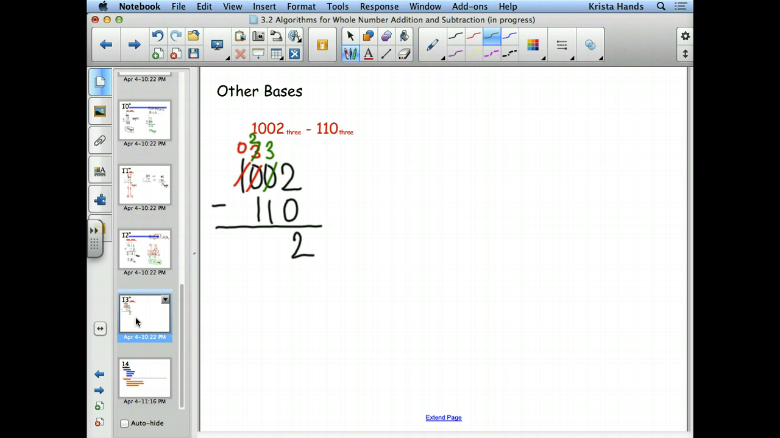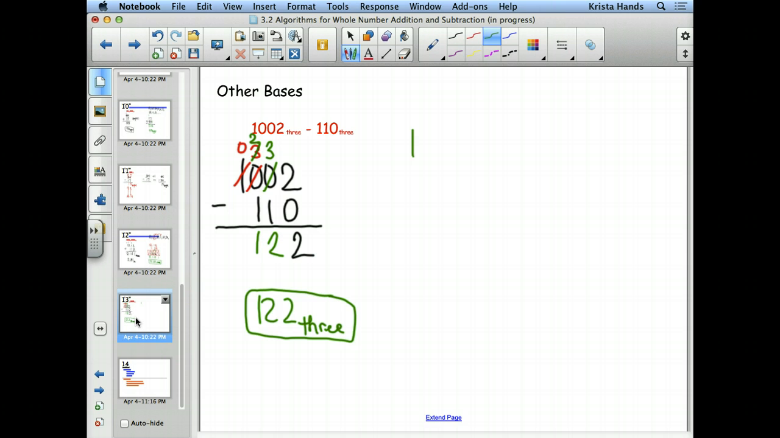Okay, so 3 minus 1, 2. 2 minus 1, 1, and then of course I have 0 over here because there's nothing left. This is 1, 2, 2, base 3. So it's only in the borrowing that the base system comes into play. After that, I'm able to subtract just like you're able to subtract in base 10.